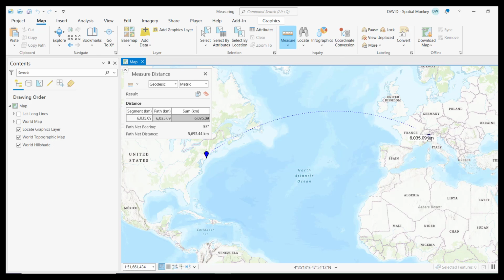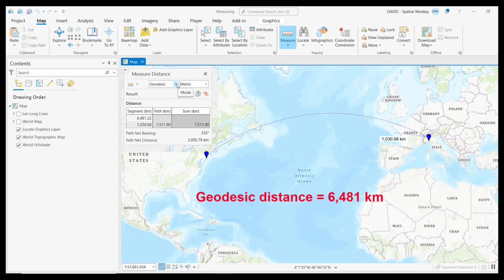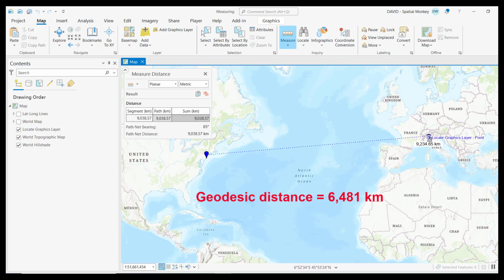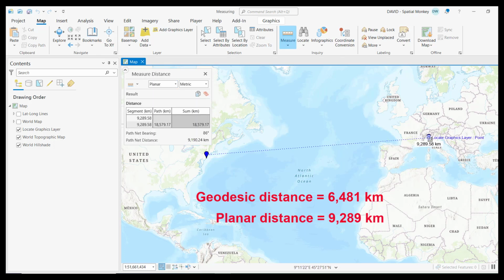For example, if we use the geodesic option, we can see the line bends when we measure between New York and Milan. If we use the planar option, we get a straight line and a very different distance. So what is going on here? Well, a geodesic line is the shortest distance between 2 points.